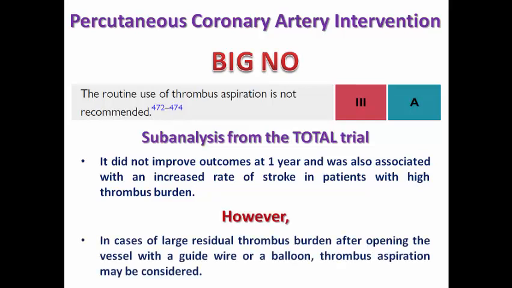However, in case of large residual thrombus burden after opening the vessel with a guide wire or with a balloon, the patient still has no adequate antegrade flow to insert a stent. In this case, thrombus aspiration may be considered to reduce the thrombus burden and reveal the antegrade flow in order to insert a stent and get a TIMI 3 flow.